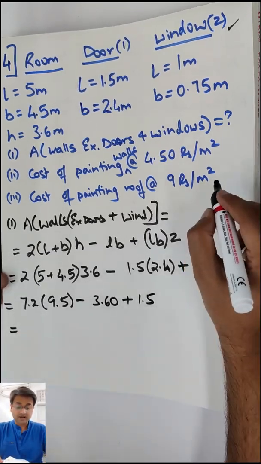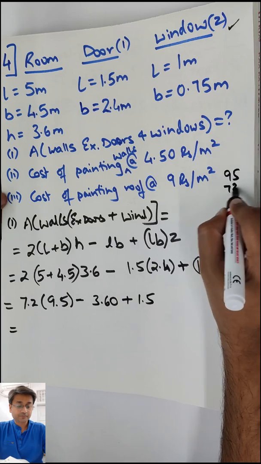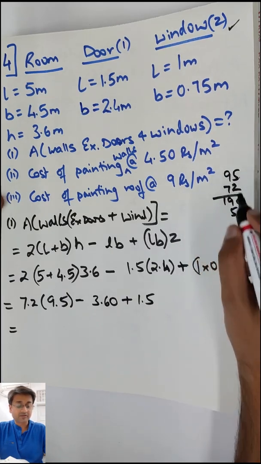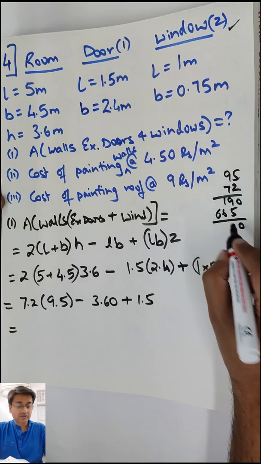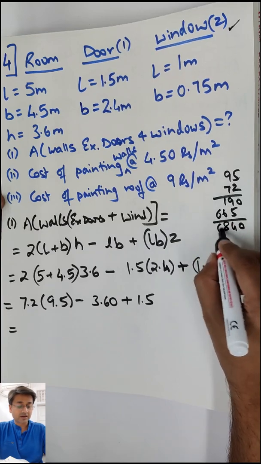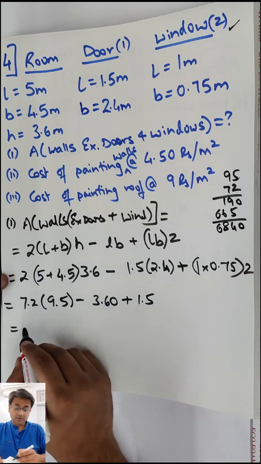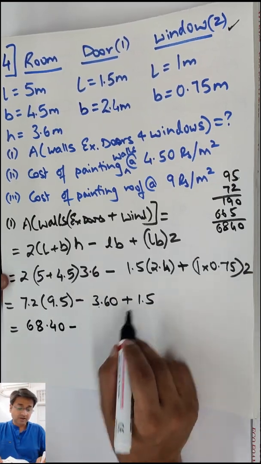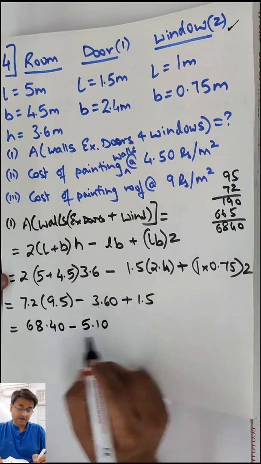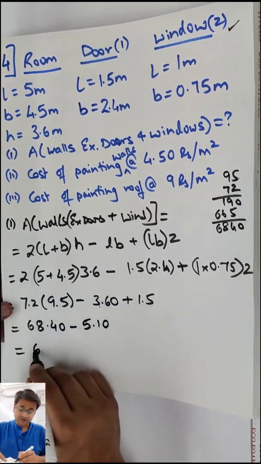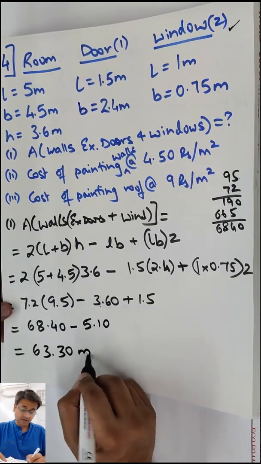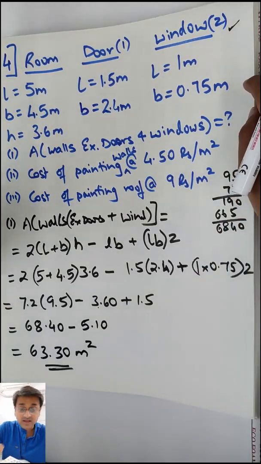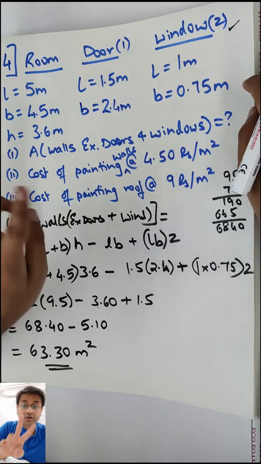And let's multiply 95 with 72. So 5 2s are 10, 18, 19, 7 5s are 35, 66. So 0, 14, 6, 7 and 1, 8, 6, 8, 4, 0. 2 decimals, so 68.40 minus this, which is going to be 3 and 1, 4, 5.10. So when I subtract, it should be 63.30 meter square. This is the area of 4 walls excluding 1 door and 2 windows.